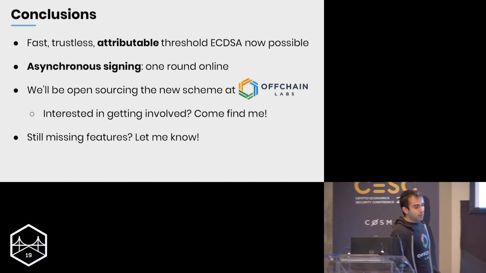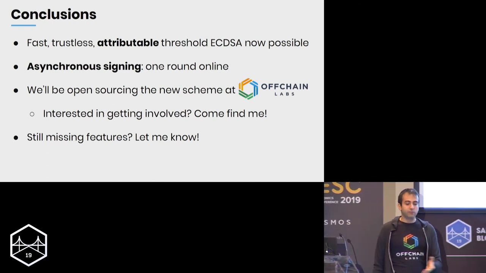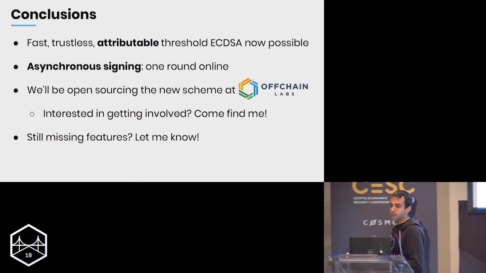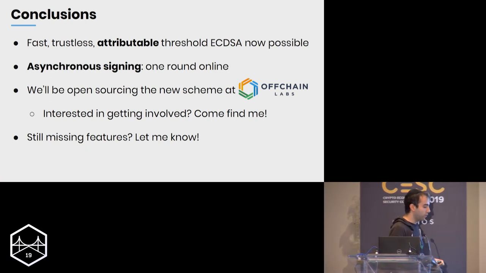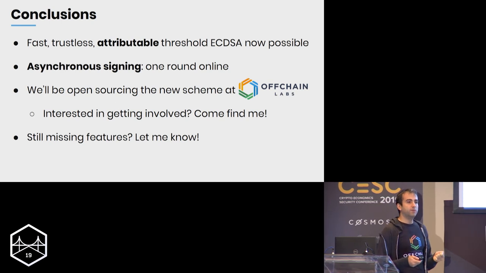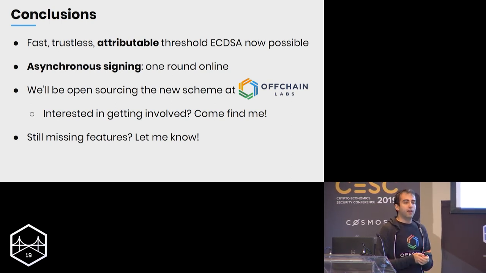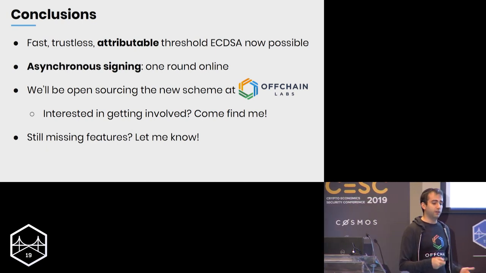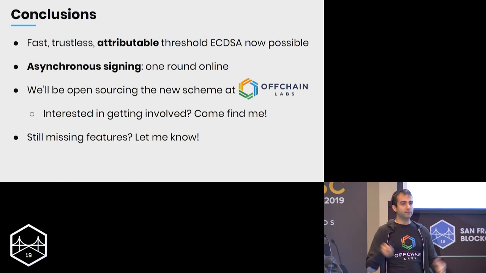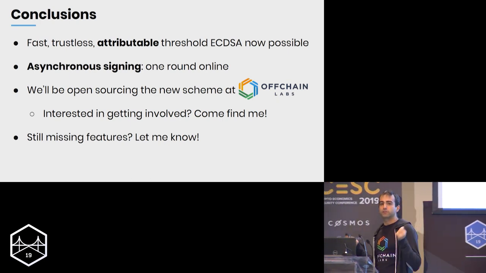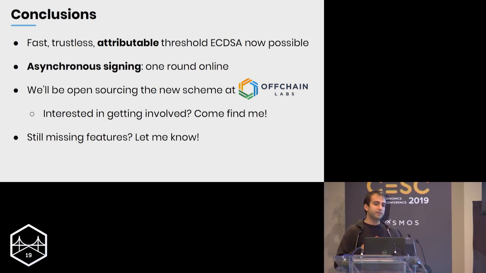Conclusions. Last year I came here and said fast, trustless, threshold ECDSA is now possible, but the addition now is that we also do attributable. So we fully know when someone misbehaves, who's misbehaving. We can do this extremely efficiently and we can punish them for that. We can do asynchronous signing and asynchronous approvals, so there's only a single round online that depends on the message. The parties go ahead and pre-compute things. When it comes to signing, they can do this asynchronously. Everyone sends a single message when they have time.